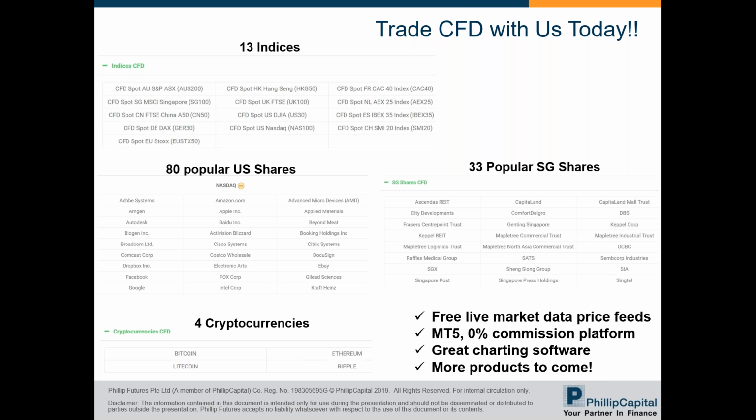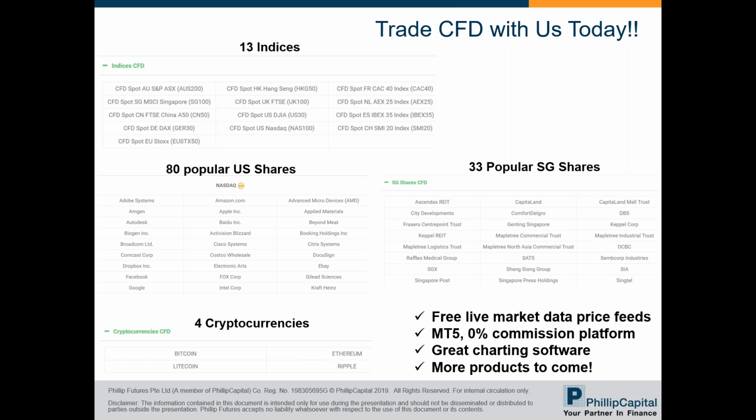We have 80 popular US shares: Google, Amazon, Apple, Microsoft, all these ones. 33 popular SG shares. We got a few REITs, ComfortDelGro, SATS, SIA, DBS, obviously popular shares, as well as recently we also launched 4 cryptocurrencies, like Bitcoin, Litecoin, Ripple, and Ethereum.